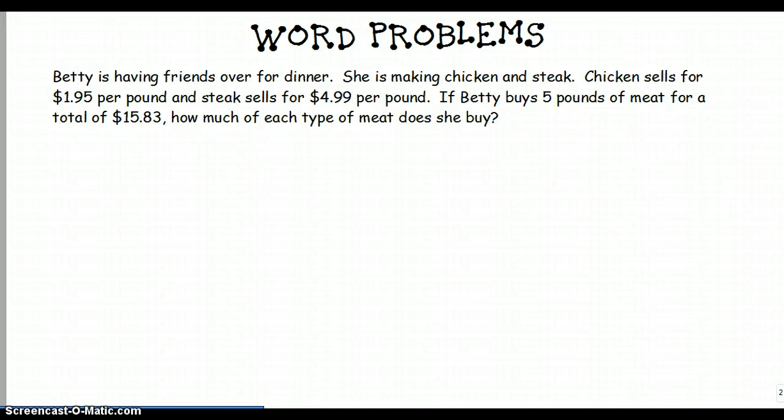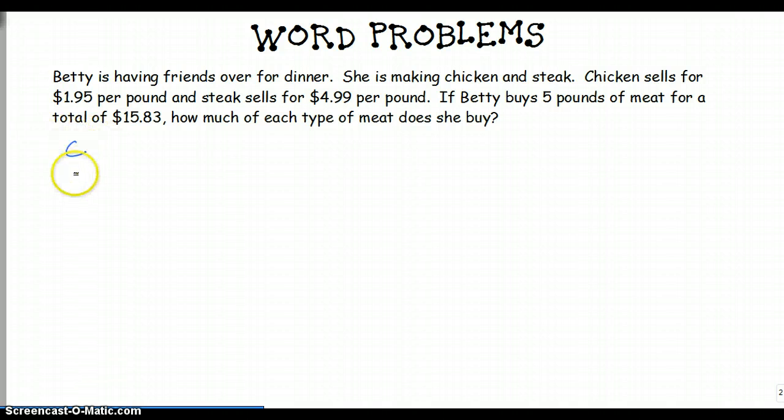All right, a little help with some word problems. So Betty is having friends over for dinner. She's making chicken and steak. Chicken sells for $1.95 per pound and steak sells for $4.99 a pound. If Betty buys 5 pounds of meat for a total of $15.83, how much of each type of meat does she buy?